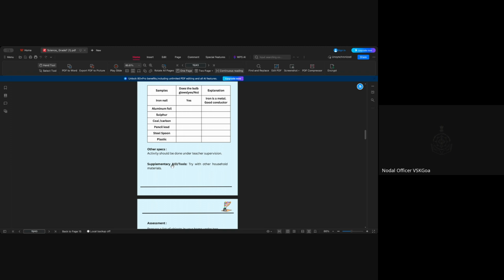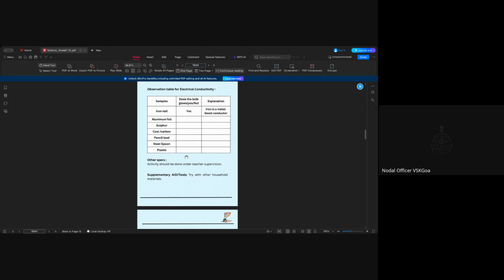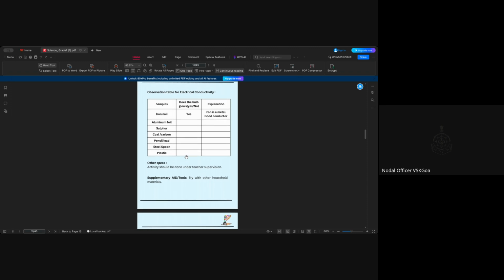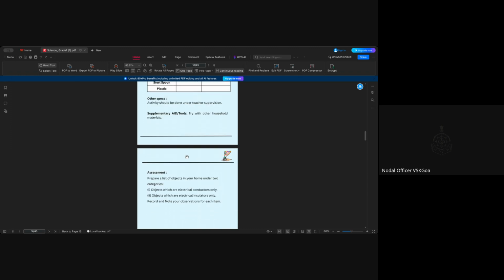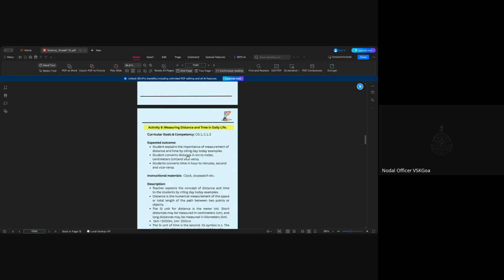You can also tell them on the next day, or if they have certain items the previous day, to bring certain household items which they can test through this circuit. So this is related to activity number 5, where we have seen exploring conductors and insulators. The 6th activity is basically about measuring distance and time in daily life.